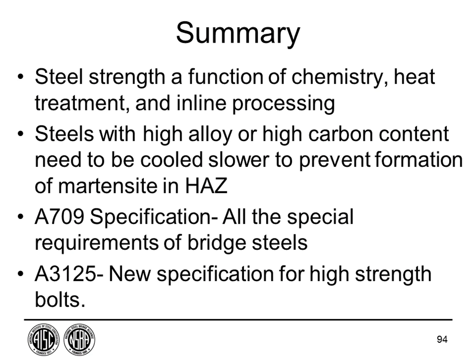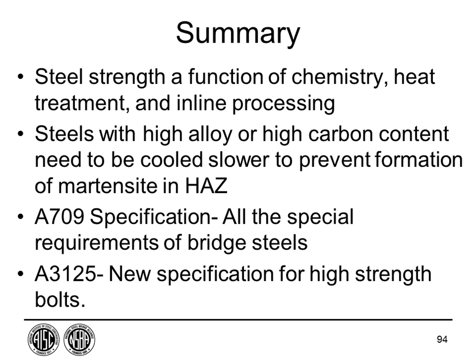We have this problem that they may be easy to harden when they're being produced, but when we weld them, we've got to be careful. We don't want that martensite to form. The 709 specification provides all the special requirements for the bridge steels. This is what you should order through.